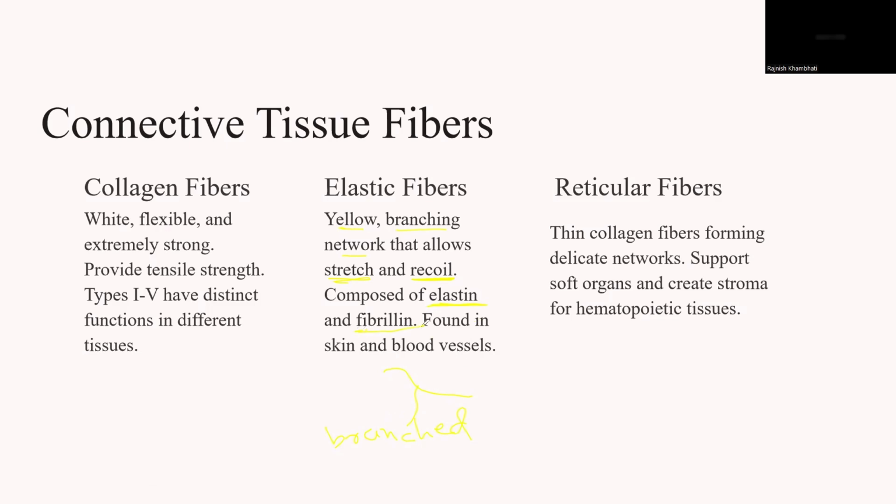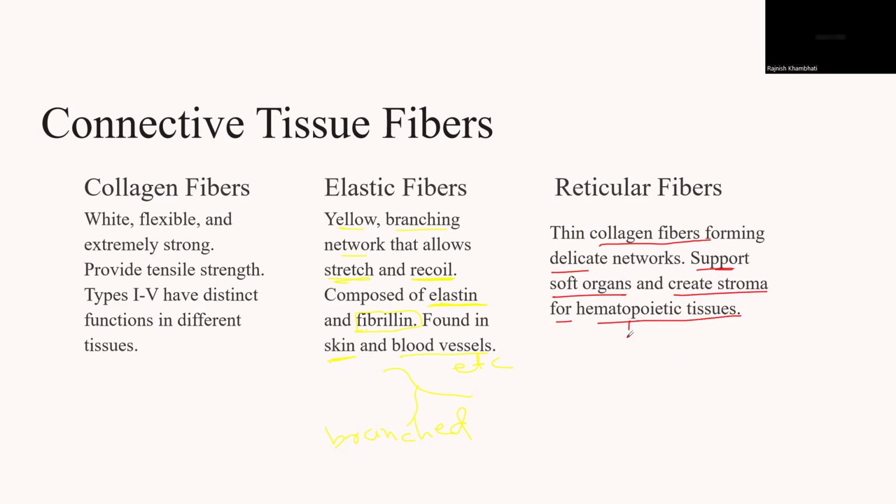And fibrillin is again a protein name. It is found in skin, where you can find this elastic fiber. So they are present in skin, in blood vessels, etc. Then the third fiber is called reticular fiber. They are thin collagen fibers, thinner than the normal collagen fiber. They form a delicate structure that supports soft organs and creates the stroma for hematopoietic tissue.